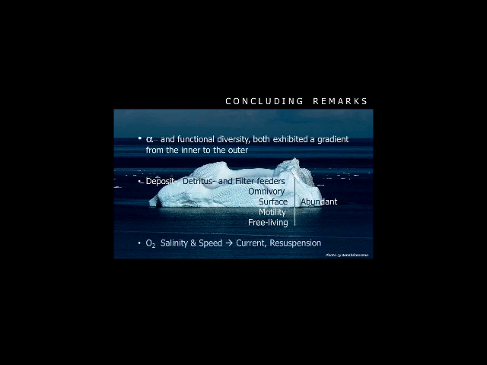Some concluding remarks here: alpha and functional diversity both exhibited a gradient from the inner to the outer part of the fjord, something that has been registered in many other fjords. Also, deposit detritus and filter feeders were the most abundant. Omnivory, surface motility, and free living were the characteristics that most dominated in this community.